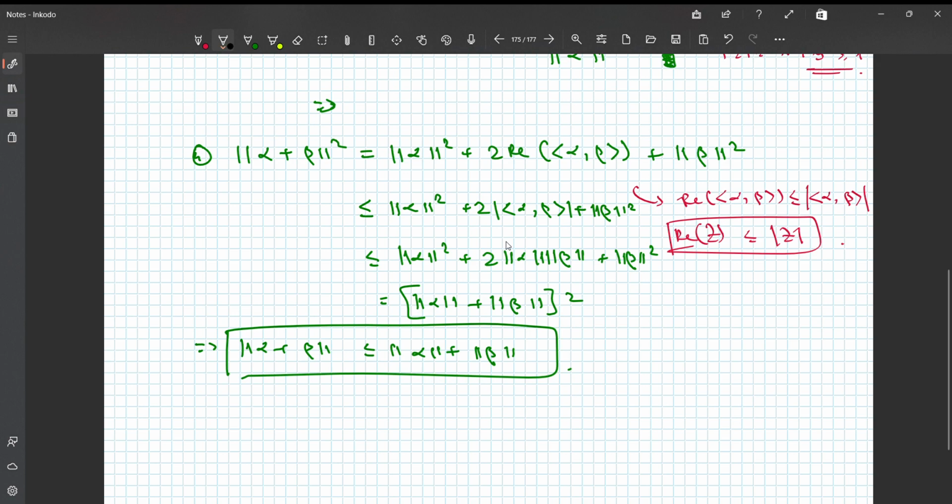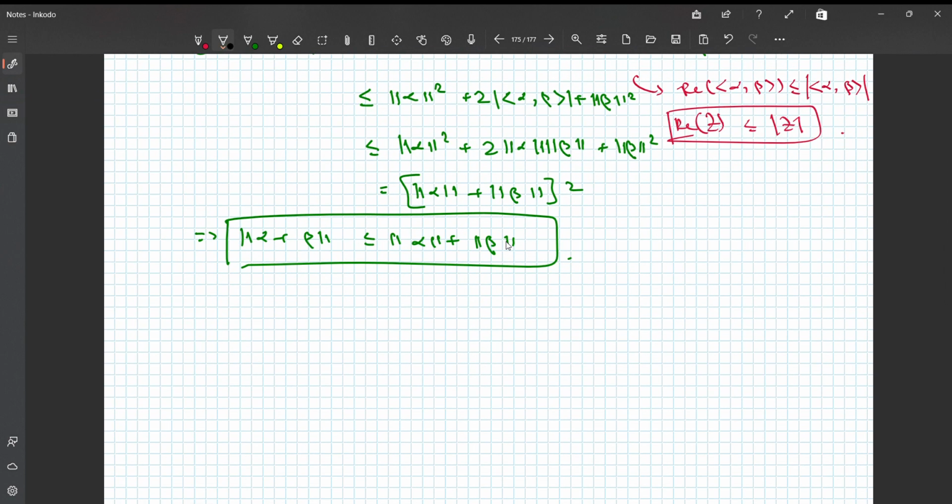This inner product has a very important conclusion, that it helps you estimate the distance between any two arbitrary points. How can we do this? Let me just explain this. Norm of x minus z can be written as norm of x minus y plus y minus z, and I am choosing this y in such a way that I know the distance between x and y and between y and z. That's what I'm trying to do.